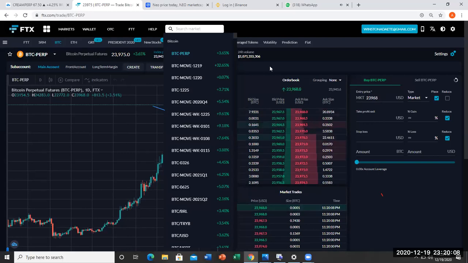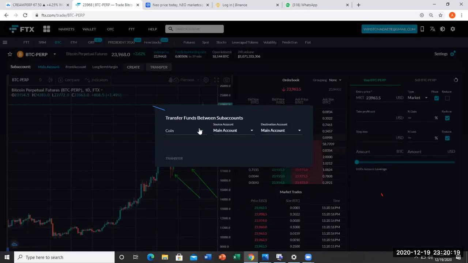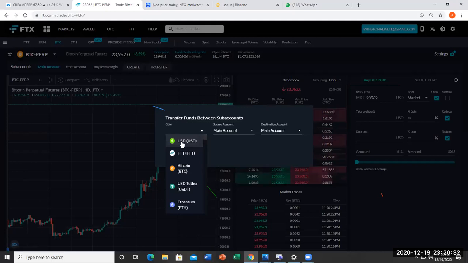Okay, I forgot to mention this. When you create your sub account, you can transfer funds into it from your main account. Okay, now this is it. I want to transfer funds. What kind of coin am I transferring? This is the list of all the coins I can transfer. Are you seeing it? I can transfer any coin I want. Maybe I want to transfer USD.